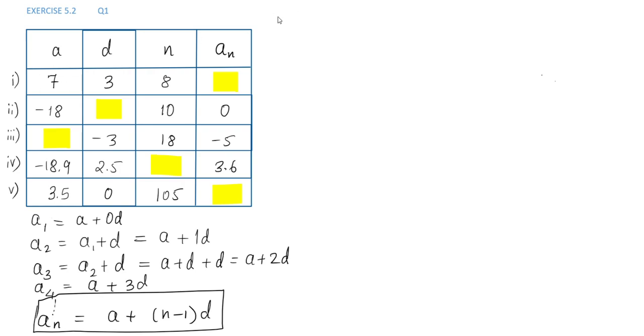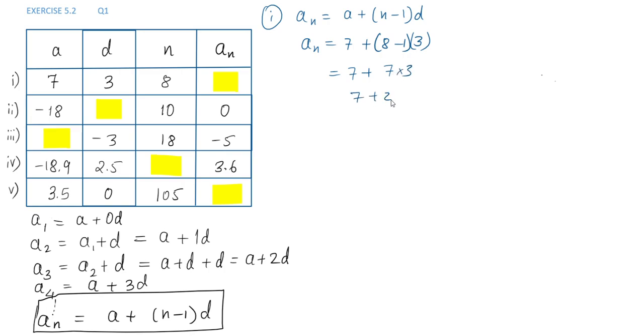In the first one, we can use the formula. Just write down the formula for the nth term and then substitute their values. In place of a, we write 7, plus n minus 1 d will give an. Since an is missing, we keep an as an. So 7 plus 8 minus 1 is 7, 7 times 3 is 21, so that's 28. We got an.